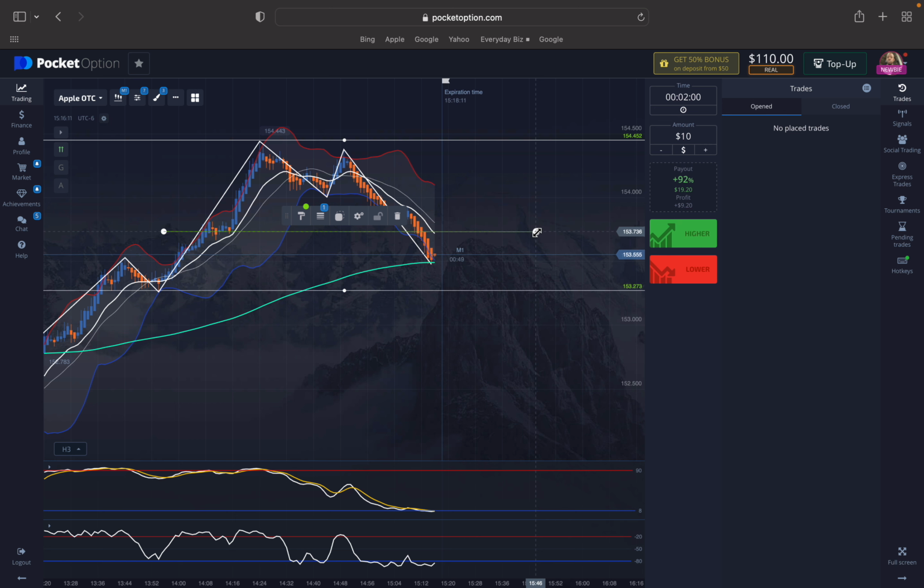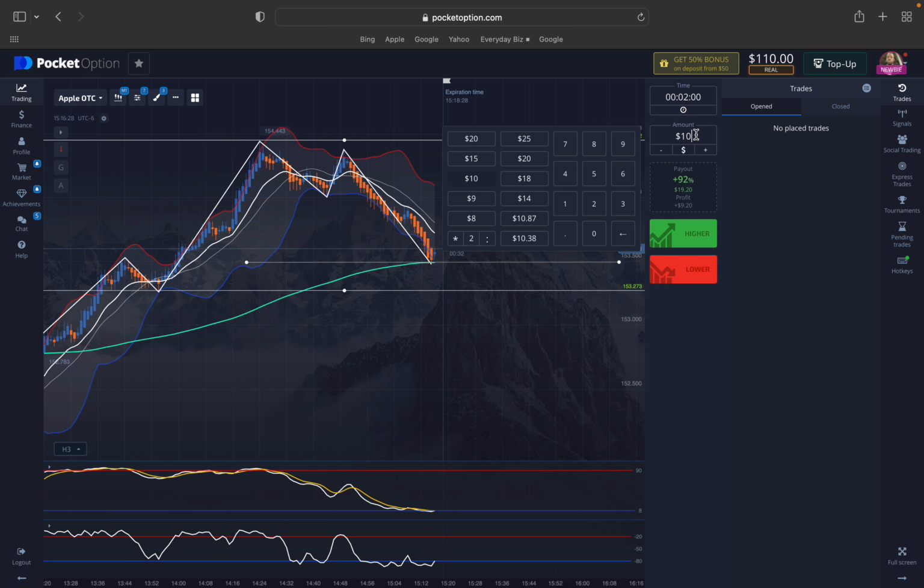And I'm going to come right here. And this is where it's starting to create support right here. So what I'm gonna do is, once I see it's trying to go back up, I'm gonna bet small and see what happens.